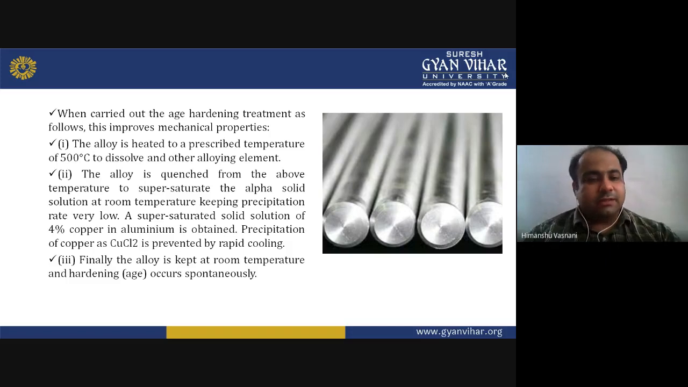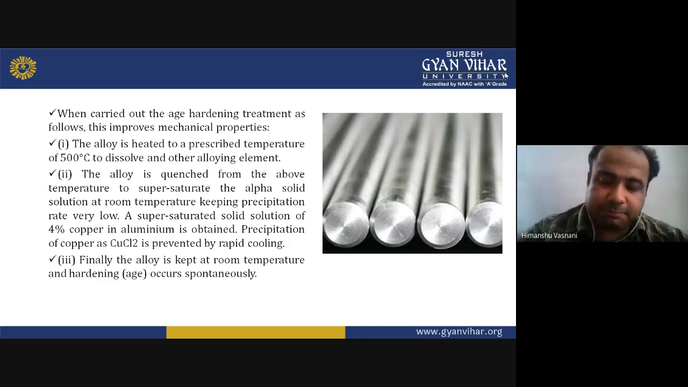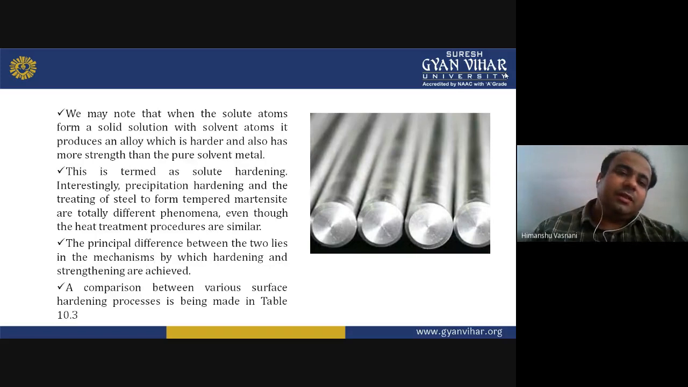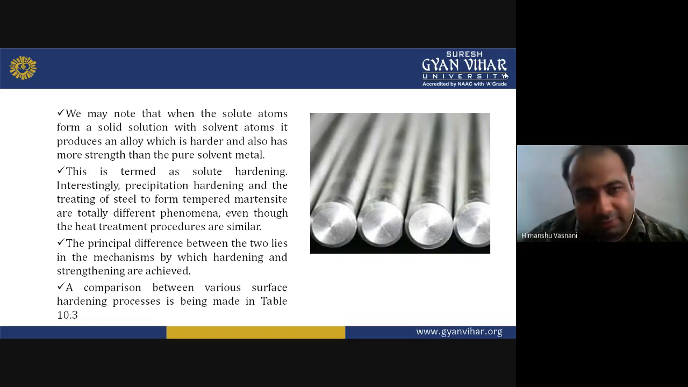Finally, the alloy is kept at room temperature and age hardening occurs spontaneously. Now, when the solute atoms form a solid solution with solvent atoms, it produces an alloy which is harder and also has more strength than the pure solvent metal. This is termed as solute hardening.